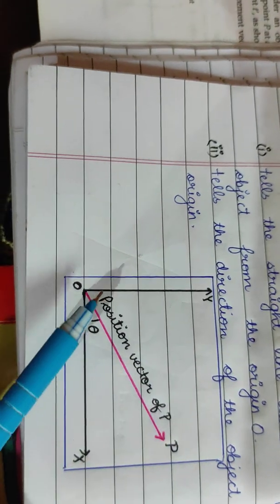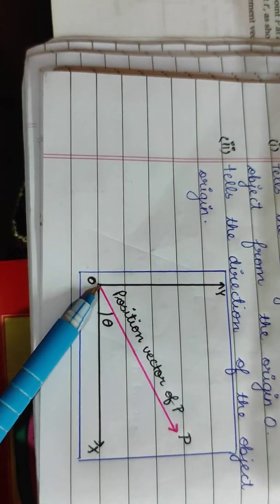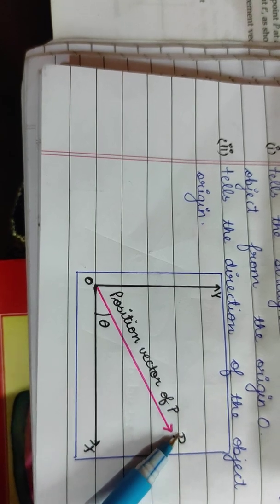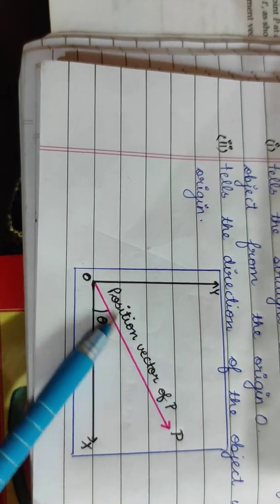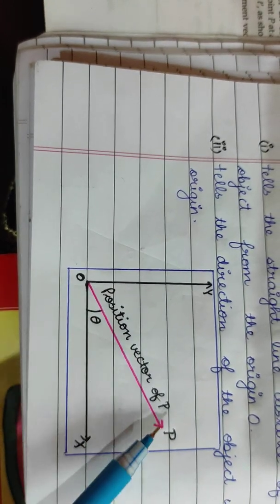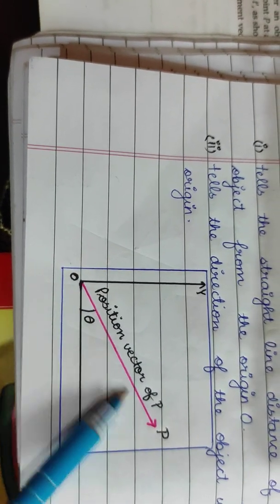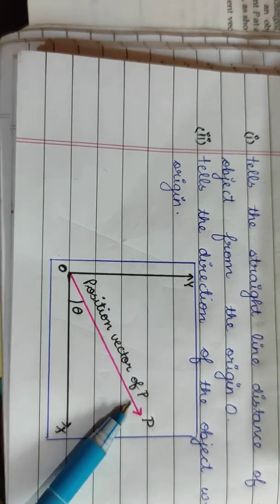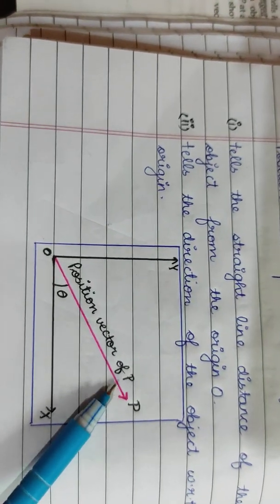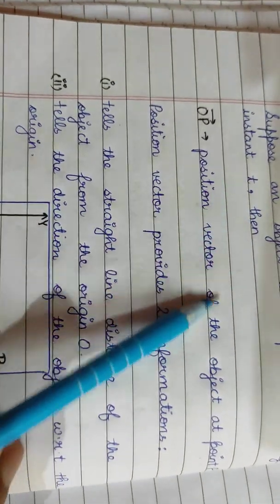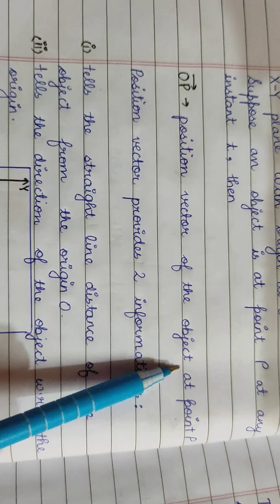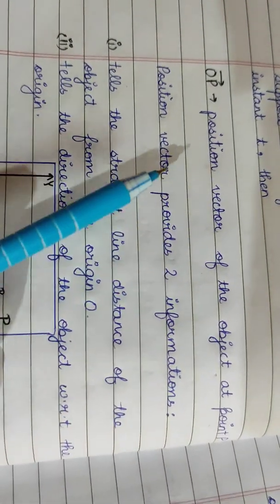As you can see in this figure, it starts from the origin and points towards point P. So this is a vector and it is known as a position vector as it depicts the position of that object with respect to the origin at any time t. So OP represents the position vector of the object at point P in this case.